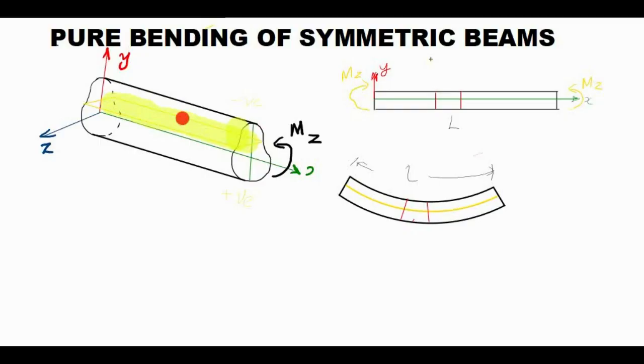So this surface, above which the length of the beam is reduced and below which the length of the beam is increased, is called a neutral surface. This is called a neutral surface.